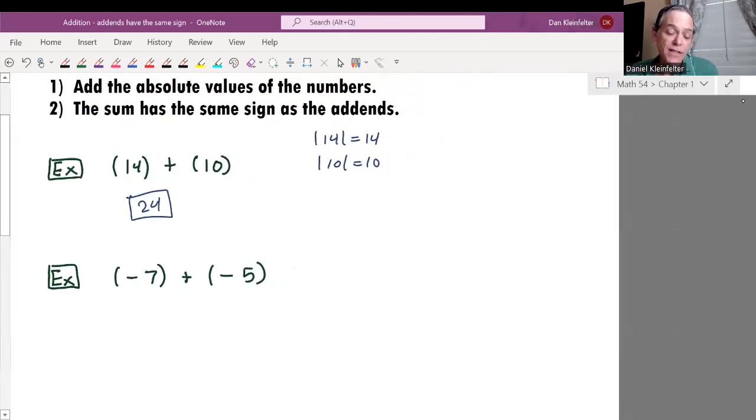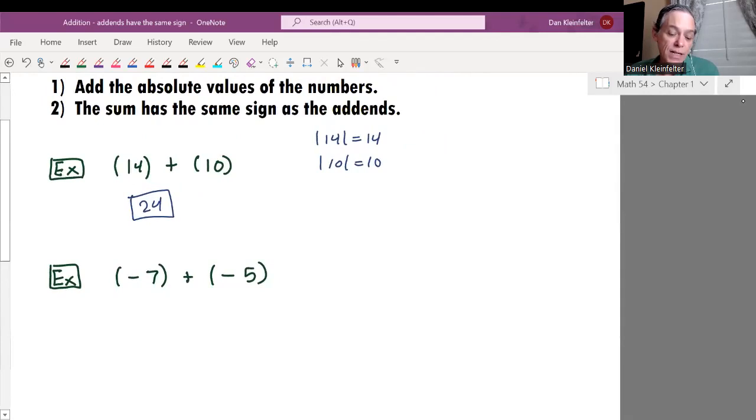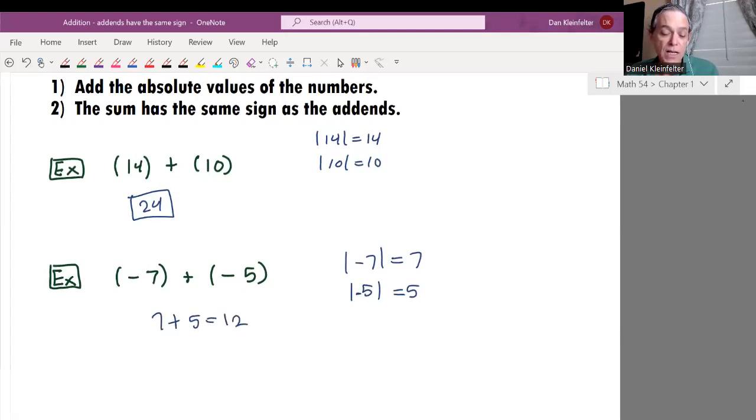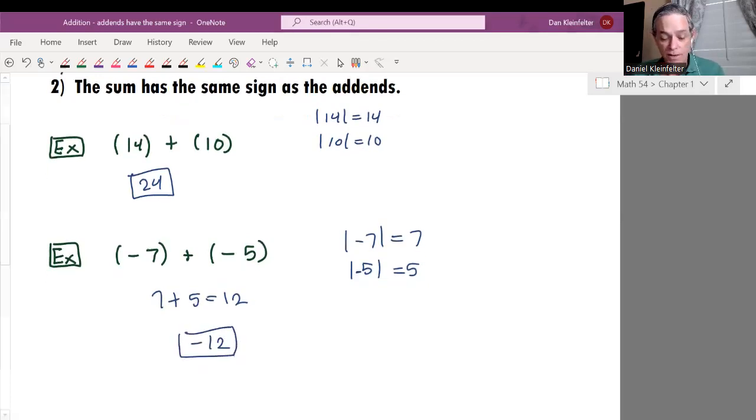Slightly more interesting is if you're adding together 2 negative numbers. Negative 5 and negative 7. The absolute value of negative 7 is 7. And then the absolute value of negative 5 is going to be 5. So step 1 says add the absolute values of the numbers. So 7 plus 5 makes 12. Then the sum has the same sign as the numbers we're adding. We were adding 2 negative numbers, and so we'll get a negative sum. The answer there, negative 12.